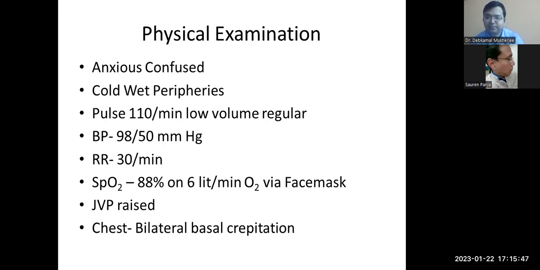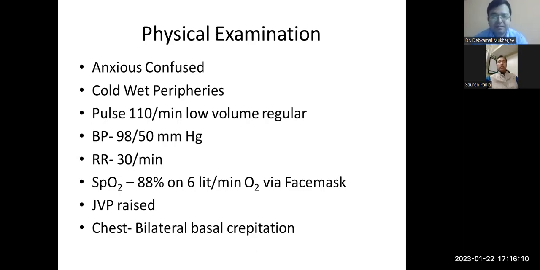And the other reason is the blood pressure is 98 systolic, and he has cold, wet peripheries, and he's confused. So, Dr. Devkamal, why is he confused? Sir, this patient is a known hypertensive. We don't know how much control of hypertension he had in the background. Okay, sir.